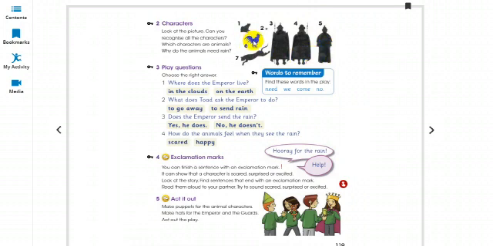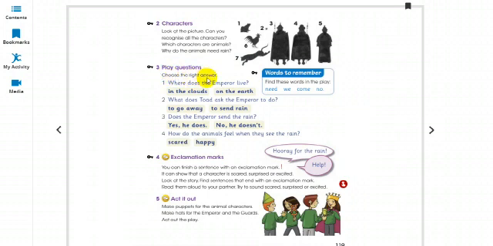Then this is a rooster. What is the sound of the rooster? Cuckoo, cuckoo. And the last one is the tiger. What is the sound that the tiger makes? Roar. So now let's look down to the next topic, play questions.